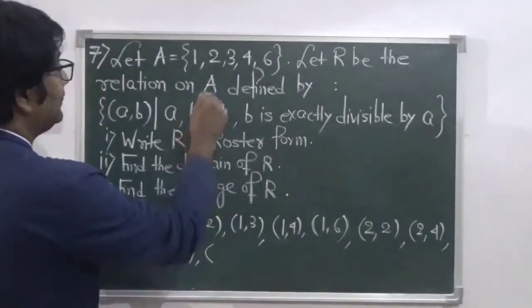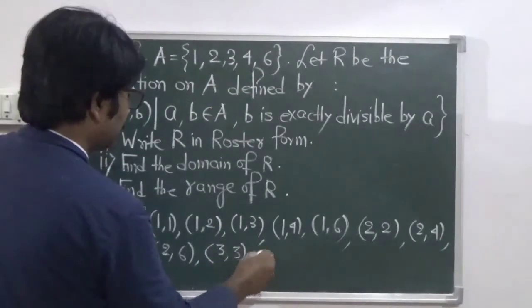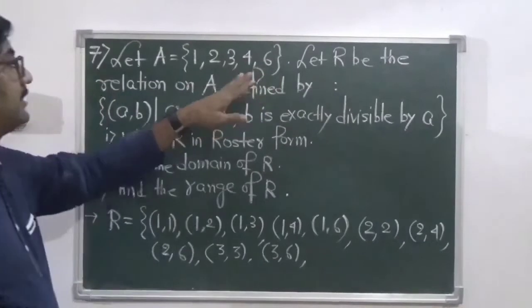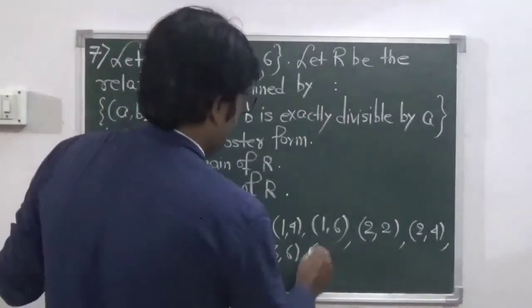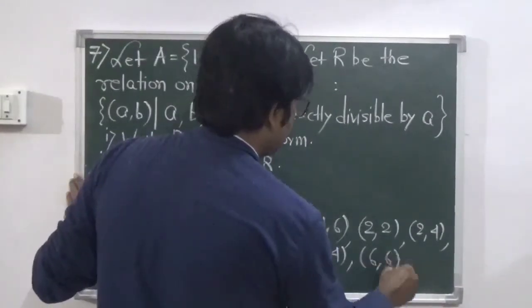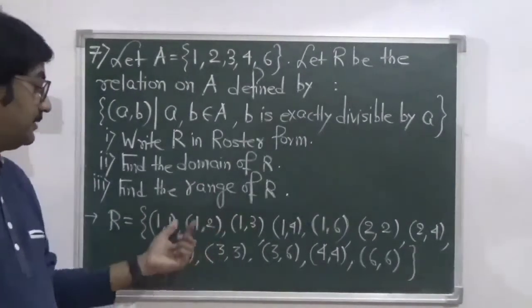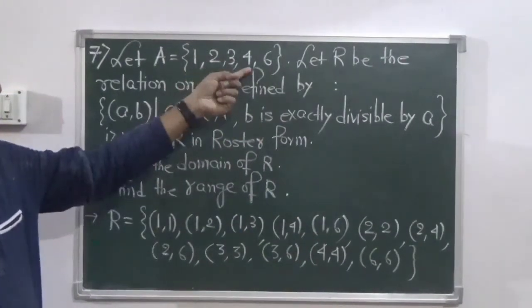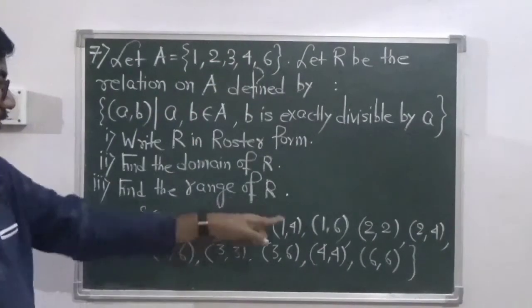Now if you start with 3, that will be 3 and 3 and 3, 6. Starting with 4 it cannot be 6, so we can take it as 4 comma 4 and finally 6 comma 6. So these are the elements of the relation: 1 1, 1 2, 1 3, 1 4, 1 6. Now 2 is divisible by 2, 4 is divisible by 2 and 6 is divisible by 2, so 2 2, 2 4 and 2 6.